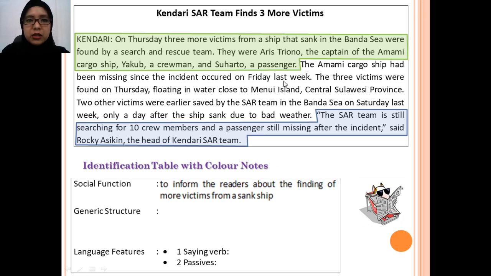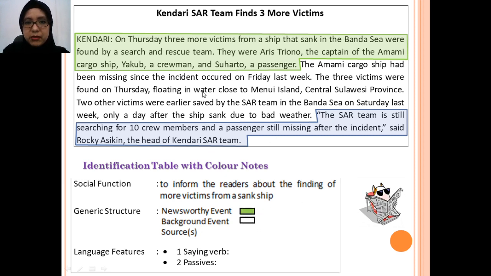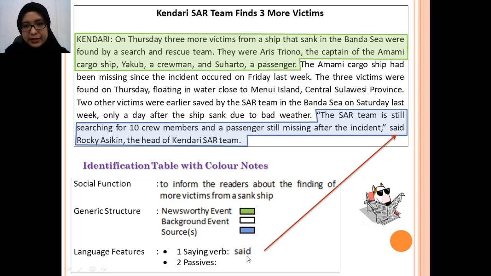Kemudian generic structure kita sudah temukan. Newsworthy event is this green highlight. Background event is the white ya. Artinya kita tidak berikan warna, maka let's put white, and then the source is the blue highlight. Kemudian saying verb. And then later on in the language features, you will be asked to find saying verb and passive verbs. Okay, in this case, the saying verb is over there, only one, cuma satu ya. Jadi saying verbnya said ya.